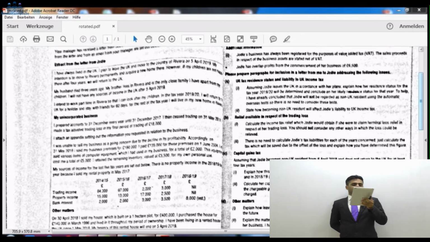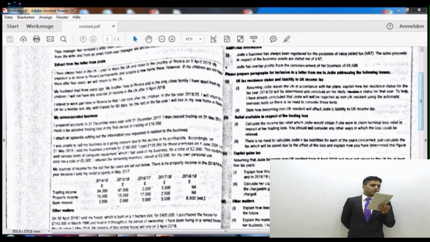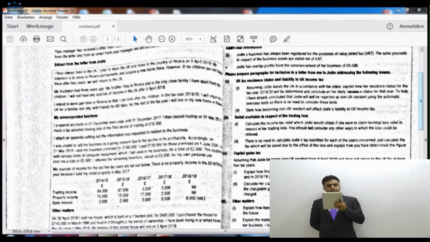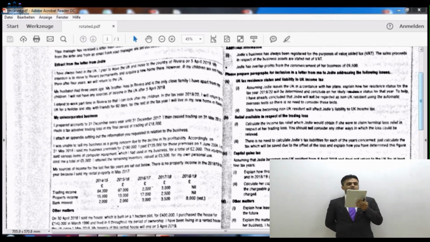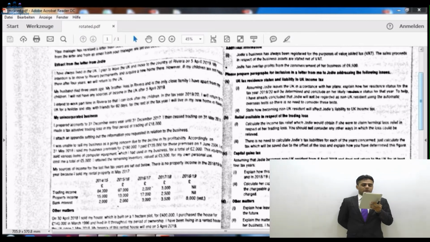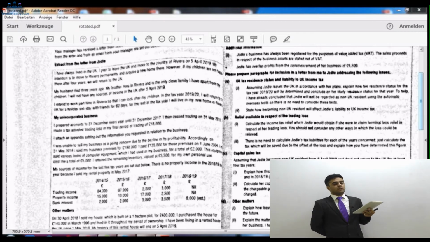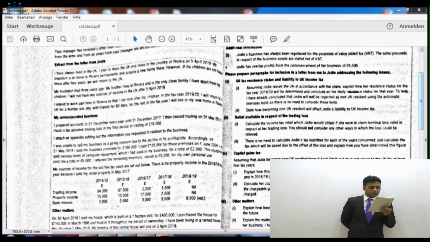Now the second part, which is part B, relief available in respect of the trading loss. So we'll have to read part B now. It says: calculate the income tax relief which Jodi would obtain if she were to claim terminal loss relief in respect of her trading loss. So she will claim terminal loss relief, which is the loss of the last 12 months of the trade, and terminal loss relief means the loss she can carry back to the previous 3 years on a LIFO basis, last in first out.